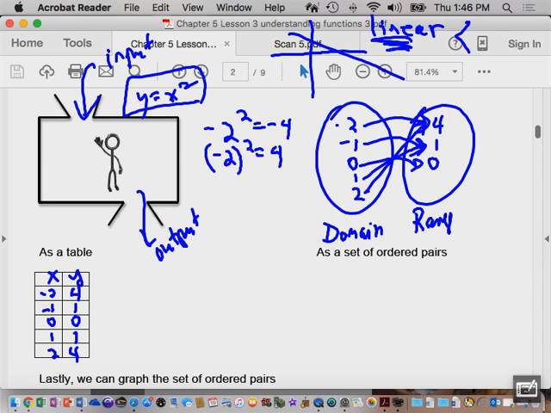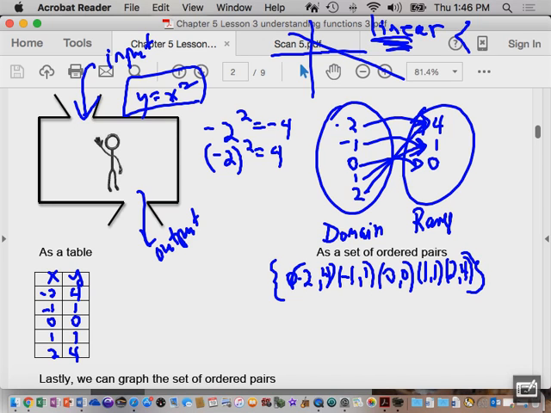Okay, so this is a function. That is a picture of it as a table. Now, to write it as a set of ordered pairs looks like this: (-2, 4), (-1, 1), (0, 0), (1, 1), (2, 4). All right, so there it is as a set of ordered pairs.